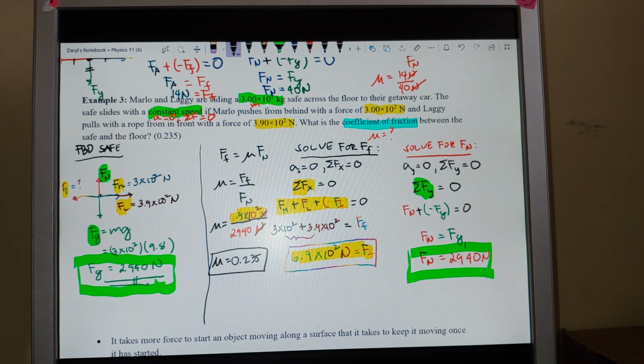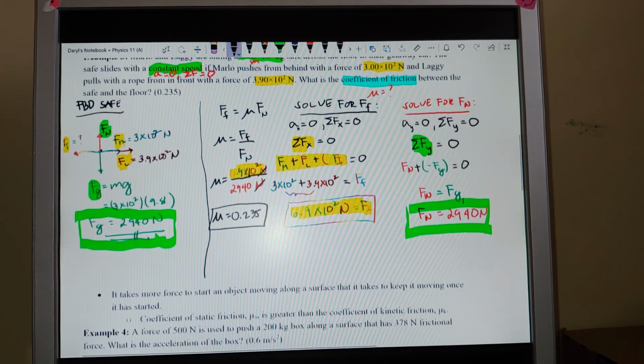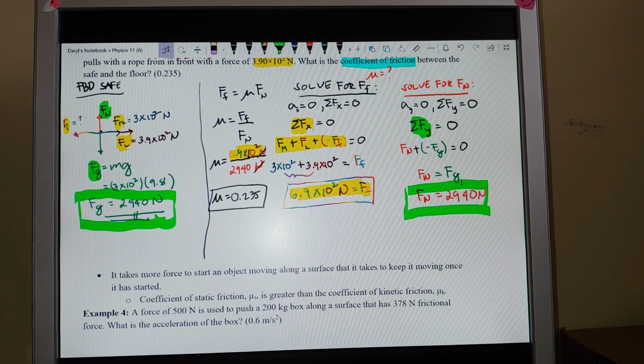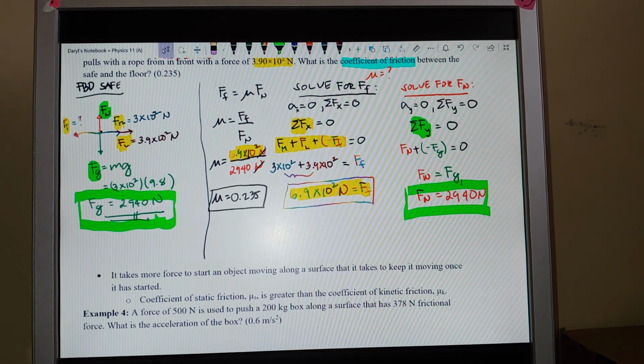So if you can see, I started with the free body diagram. That's always the case. It's much easier for you to get the solution if you do it first with the free body diagram.